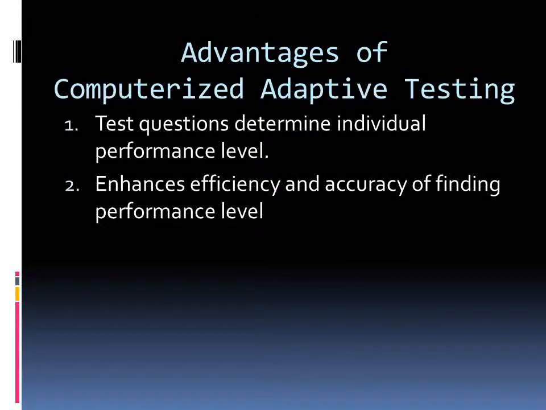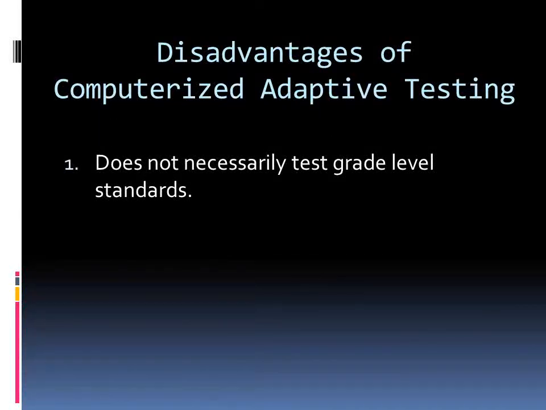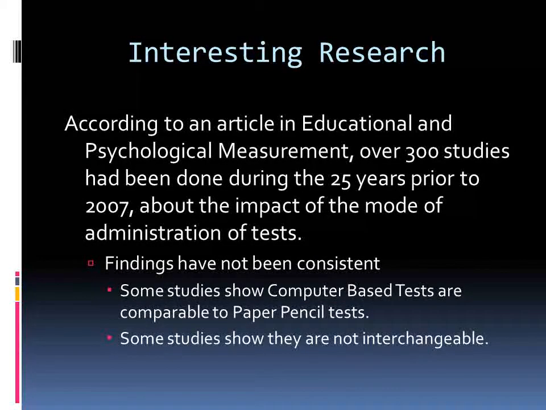Advantages of computerized adaptive testing. Well, the test questions determine individual performance level, which is really nice, and it enhances the efficiency and accuracy of finding performance levels. However, a disadvantage of computerized adaptive testing is if I'm looking to test at a 7th grade level, this goes up or down, but it doesn't necessarily just test if they have mastered all of the 7th grade level content.